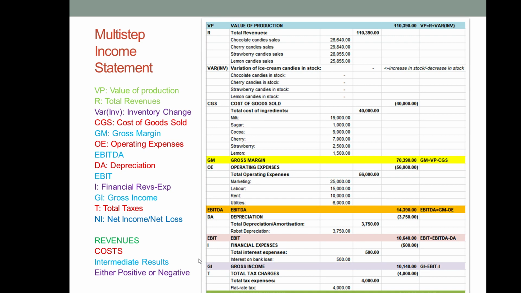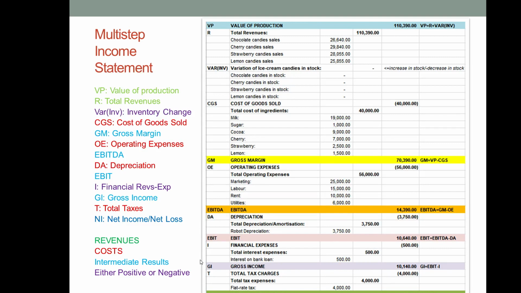And then finally we get to EBIT, which is earnings before interest and taxes, from which we have to subtract interest expenses if they are higher than interest revenues. Clearly, if we are making money with finance, it will be a positive financial addition. Once we do this, we get to gross income. Gross income is the result of our operations before paying taxes. If we subtract taxes, we get to the net income or the net loss that the company has produced in the given accounting period.